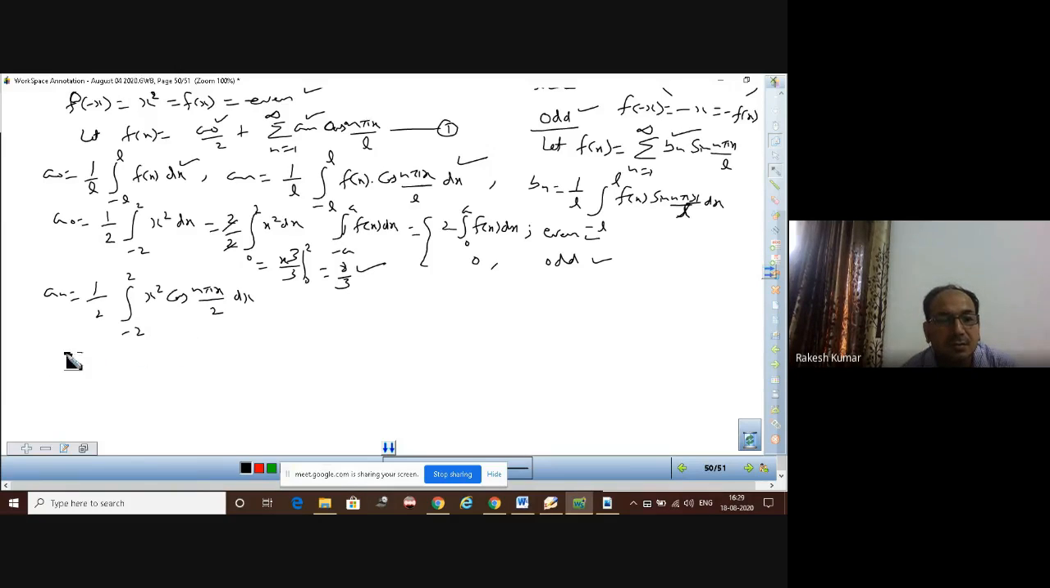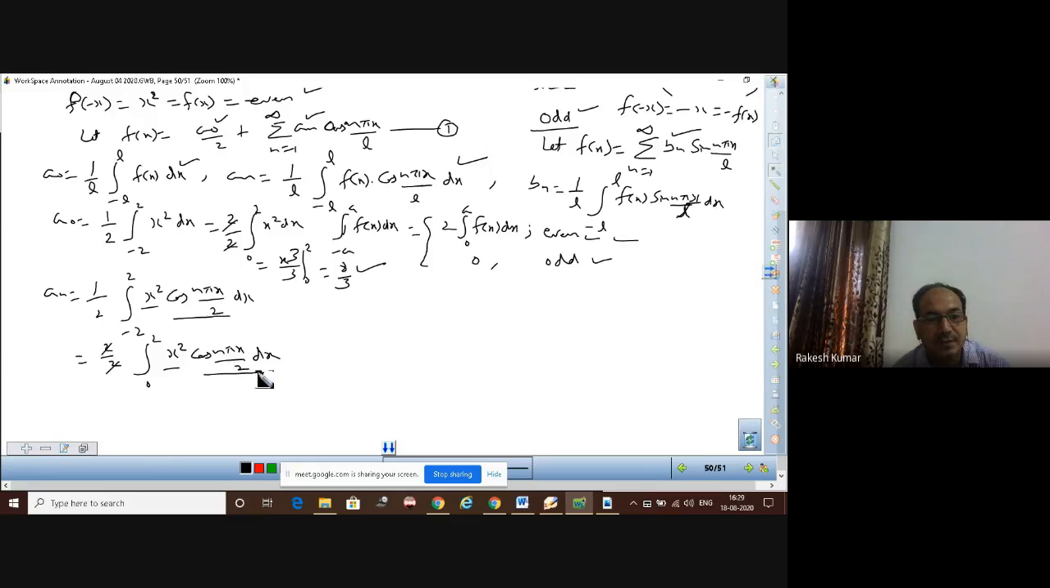Now, what will it be? That is an even function, and cosine is also even, so we can use this rule again. That is 2 times the integral from 0 to 2 of x square into cos of n pi x upon 2. The 2 will be cancelled. Now you can use integration by parts.